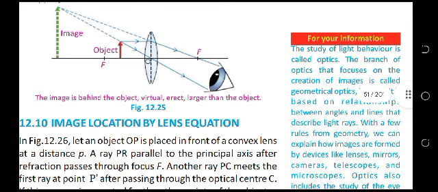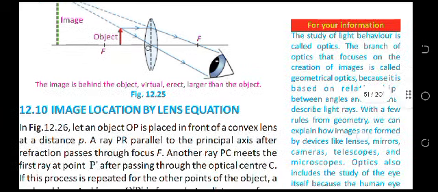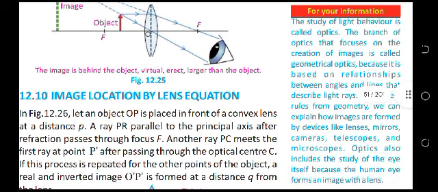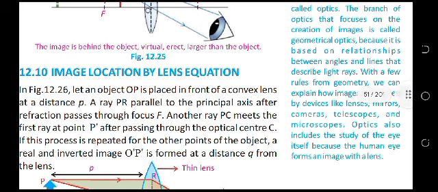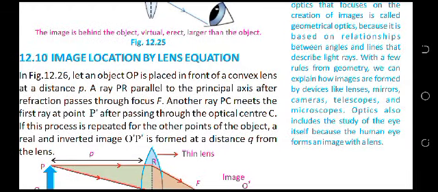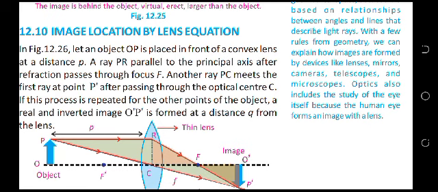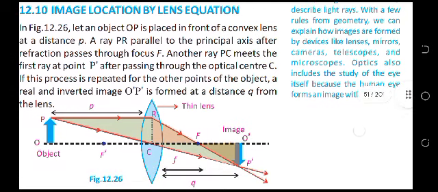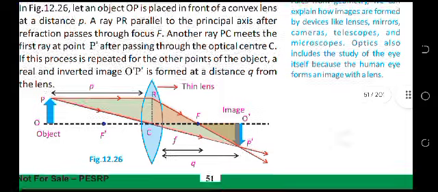For your information, the study of light behavior is called optics. The branch of optics that focuses on the creation of images is called geometrical optics because it is based on a relationship between angles and lines that describe light rays with a few rules from geometry. We can explain how images are formed by devices like lenses, mirrors, cameras, telescopes, and microscopes. Optics also includes the study of the eye itself because the human eye forms an image with a lens.